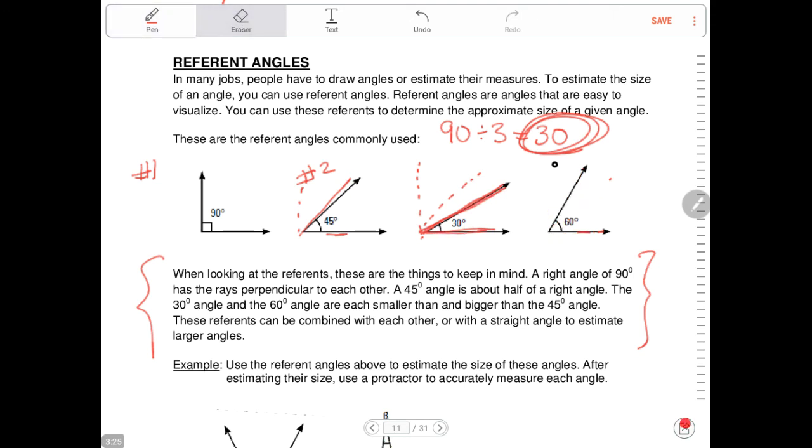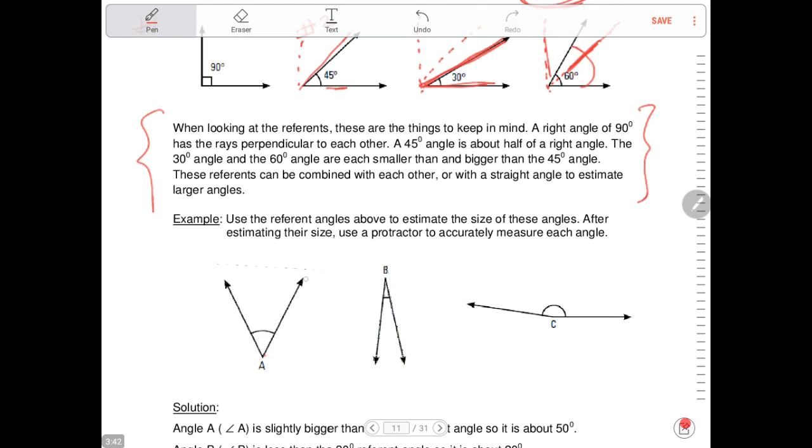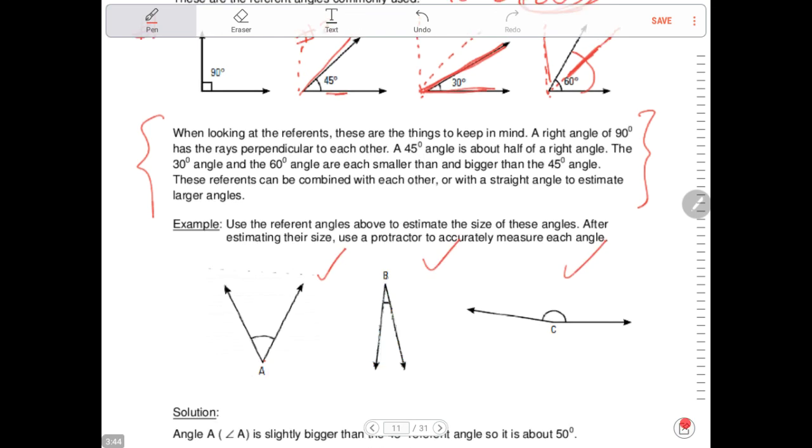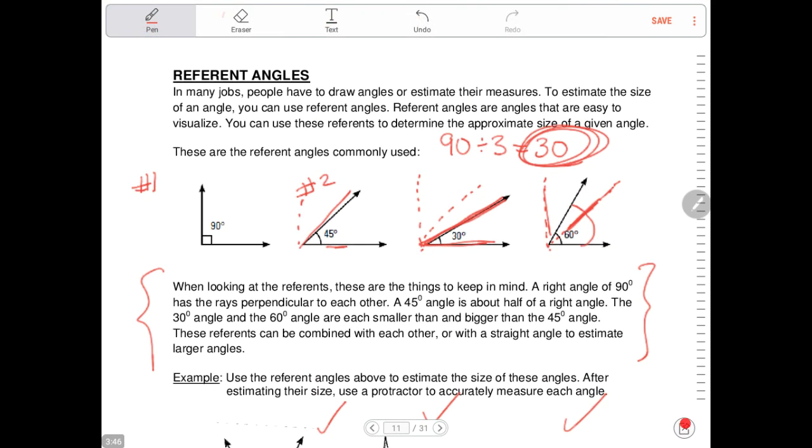A 60-degree angle would be when you have more than half, because remember, halfway would be 45 degrees. So we certainly are more than 45, and we are between the 45 and the 90. A solid guess would be about 60 degrees. And you're going to use that now just to kind of estimate what these angles would be down here. Okay, everyone, we just want you to be aware of those four referent angles, and we'll give you some practice.